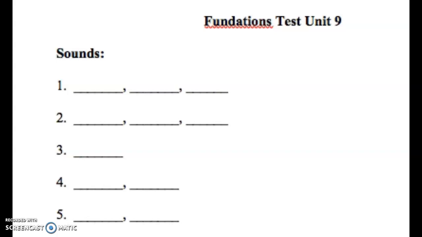Number 5. Type the 2 ways to make the W sound, like in wind and whistle. W.